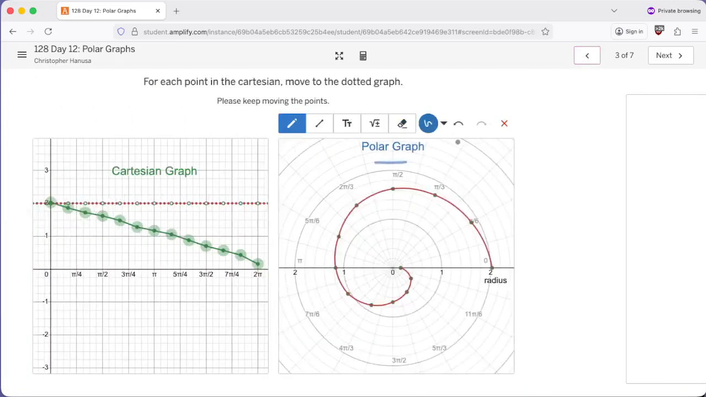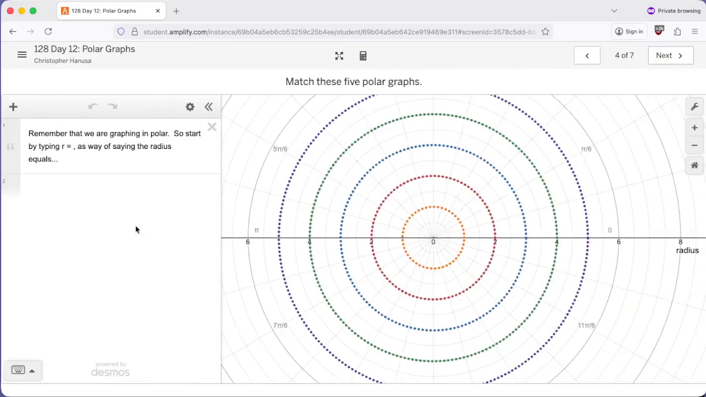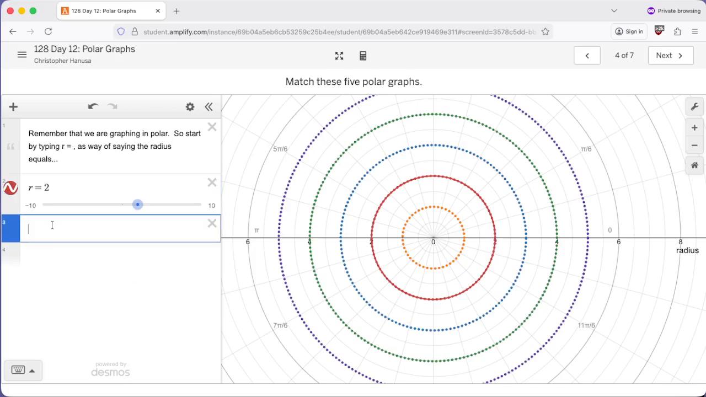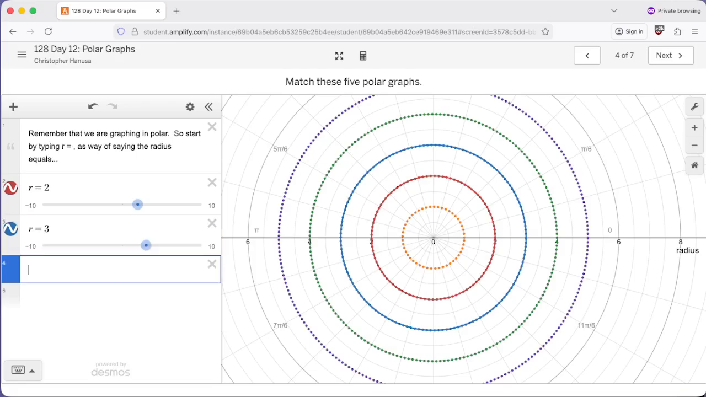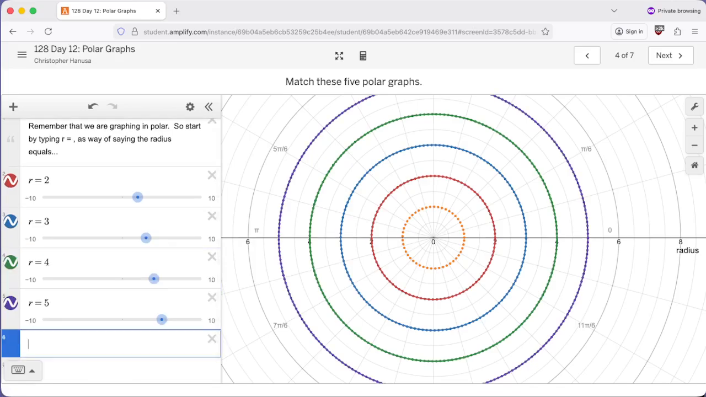We learned on the previous page that when you have the same constant value, then you get a circle of that radius. So if I write r is equal to 2, that gives me a circle in polar coordinates. What about r is equal to 3? Or r is equal to 4, or r is equal to 5, or r is equal to 6?